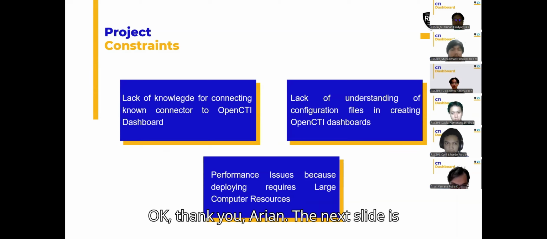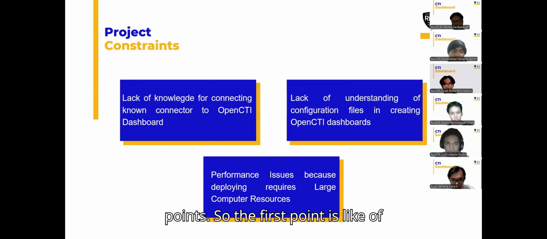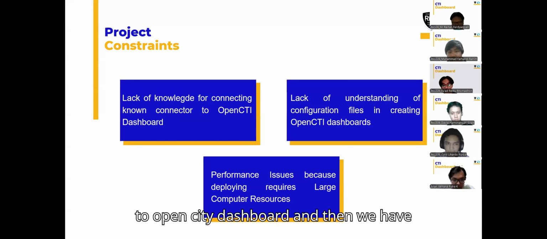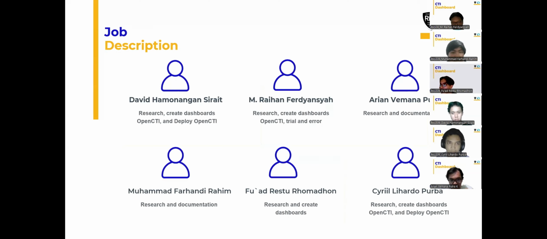Okay, thank you, Arian. The next slide is project constraints, where we have 3 points. The first point is lack of knowledge for connecting non-connectors to the OpenCTI dashboard. And then we have limited understanding of the configuration file in creating the OpenCTI dashboard. Then the third is performance issues because deploying requires large computer resources. And the next slide will be read by Cyriil.